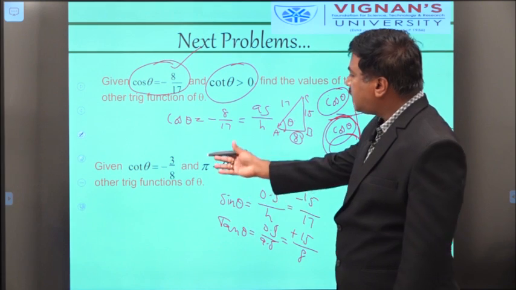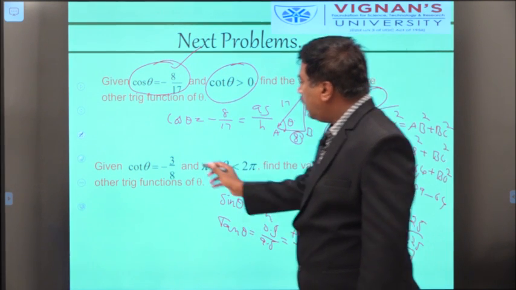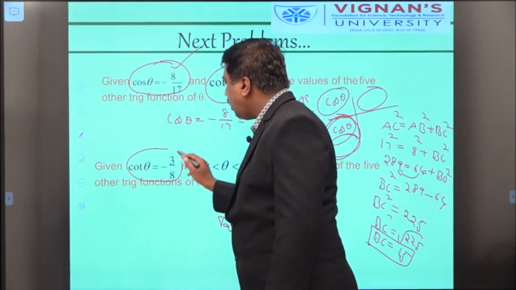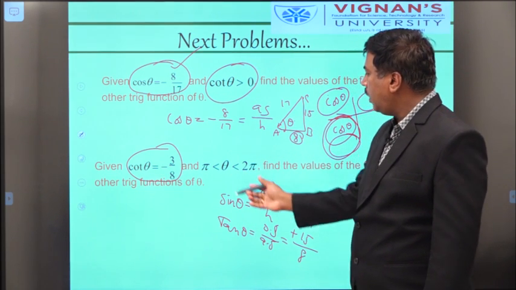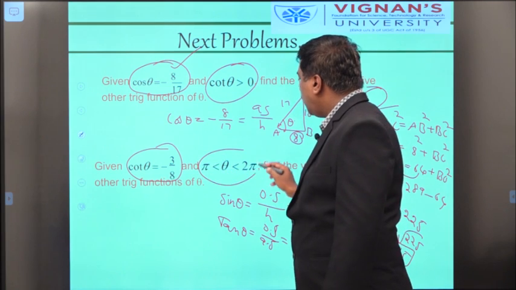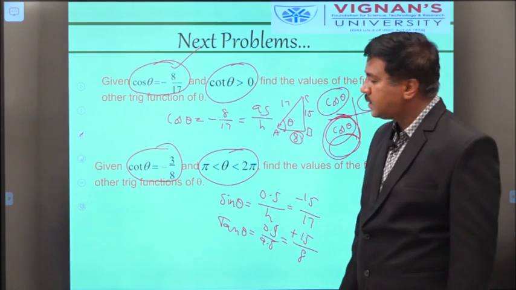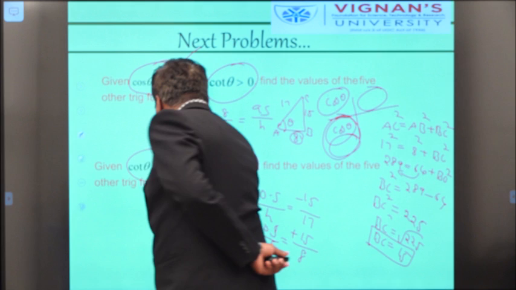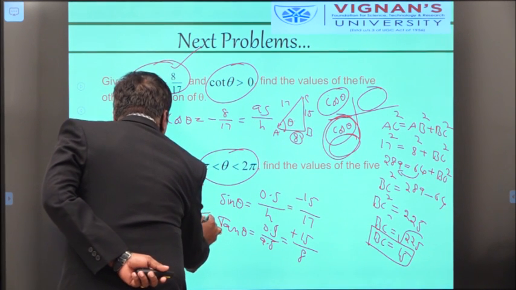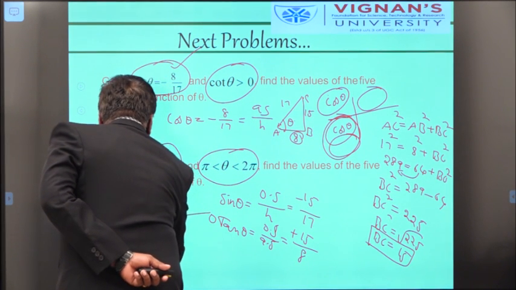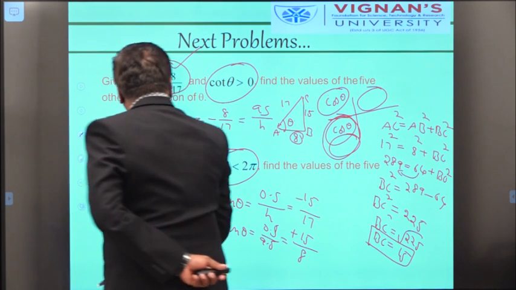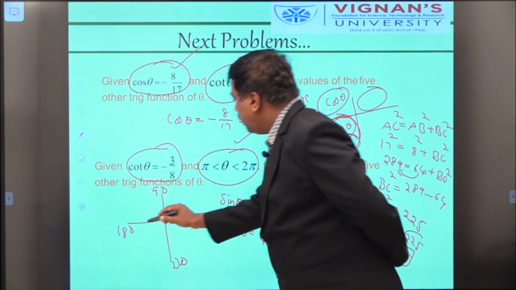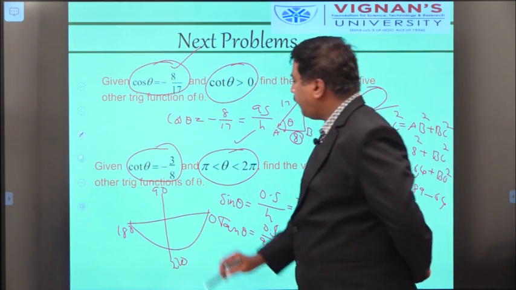Now, coming to the next example of this problem. Here, the second one is cot theta equal to minus 3 by 8. Again, here theta lies between pi and 2 pi, that is, pi less than theta less than 2 pi. That means here this is 0, this is 90 degrees, this is 180 degrees, and this is 270 degrees. Here theta lies between 180 and 270 degrees.